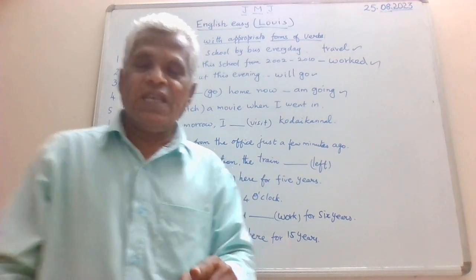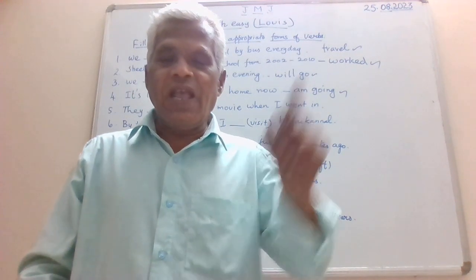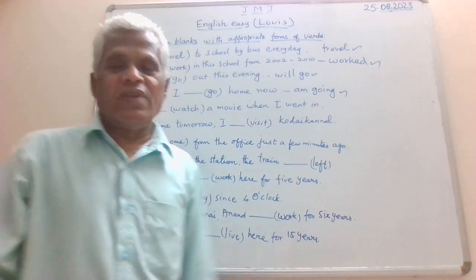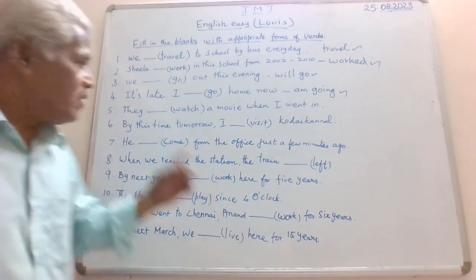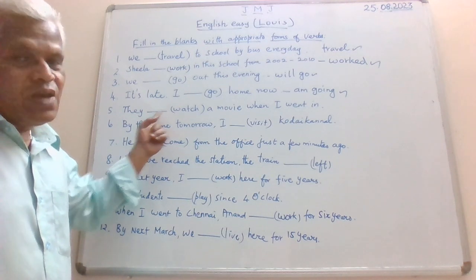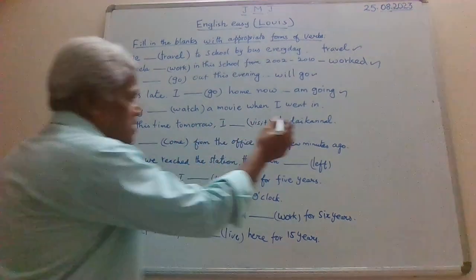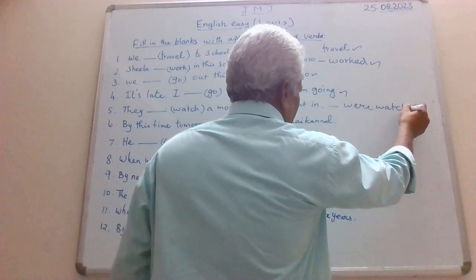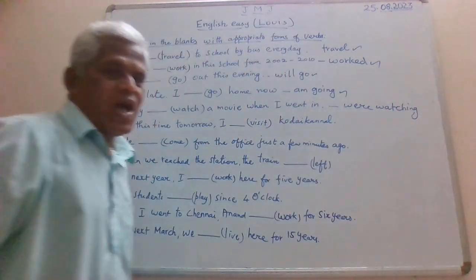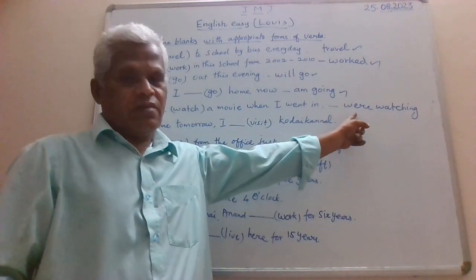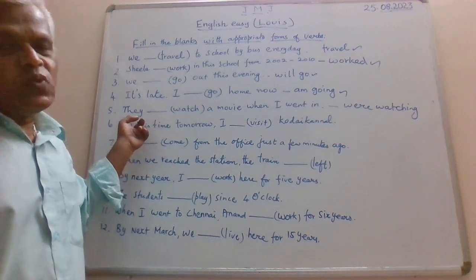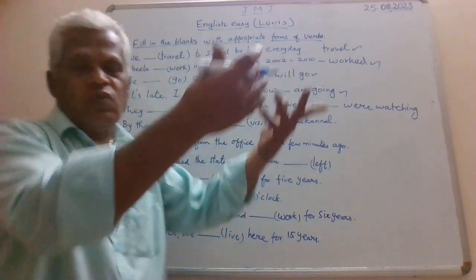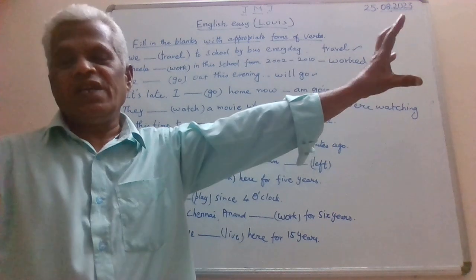Past continuous tense is used to describe an action that began in the past and was still continuing at the time of reference. See, now what do you write here? They were watching a movie. See, past continuous. They were watching. Now why do I use were here? Because the subject is plural here. So they were watching a movie when I went in. So when I went to meet them, I saw them watching a movie there.